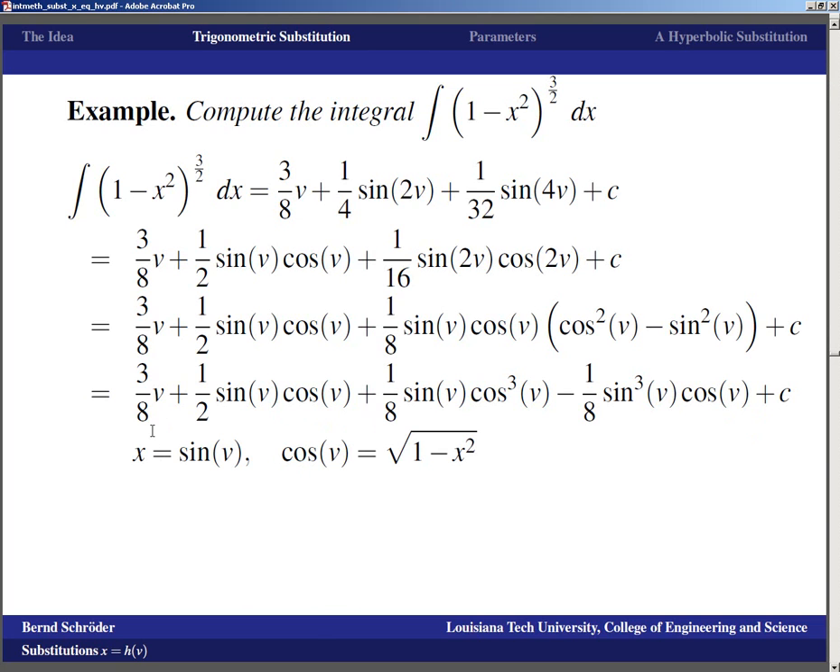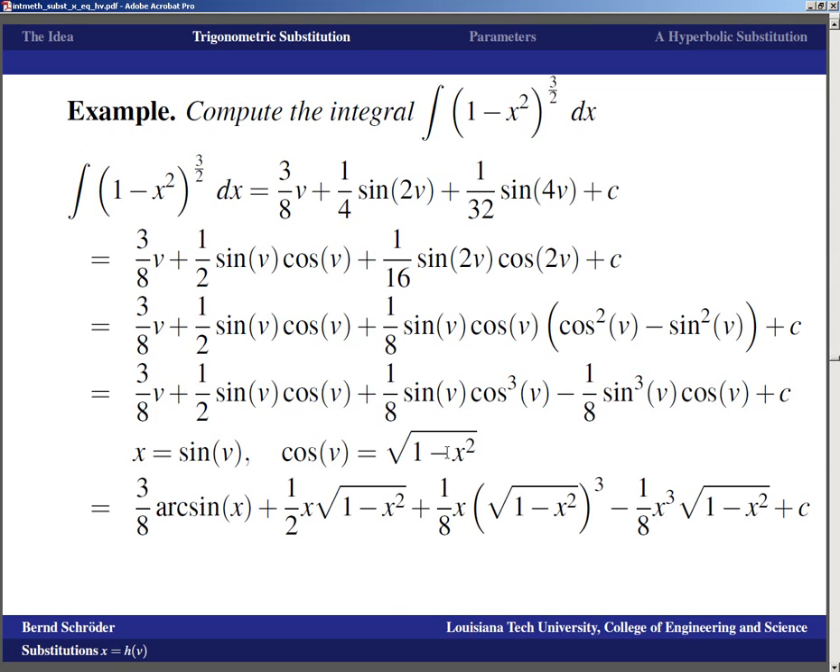Then of course v is arcsine of x, but that's fine. We can replace the sine with the x, the cosine with the square root of 1 minus x squared, and so what we obtain is v is arcsine x, so 3/8 v becomes 3/8 arcsine x. Sine v is x, so we get 1/2 x. Cosine v is the square root of 1 minus x squared, which is here. 1/8 sine v cosine cubed v becomes 1/8, sine v is x, cosine cubed v is the square root of 1 minus x squared, cubed, because we've got the cube up there.